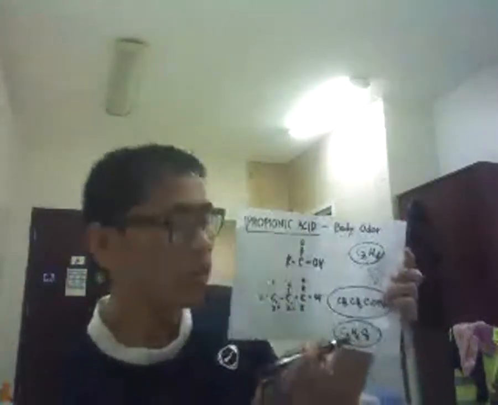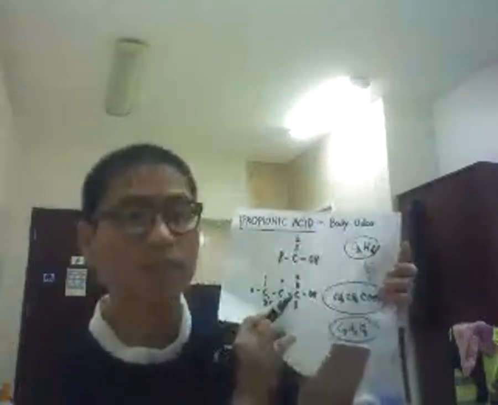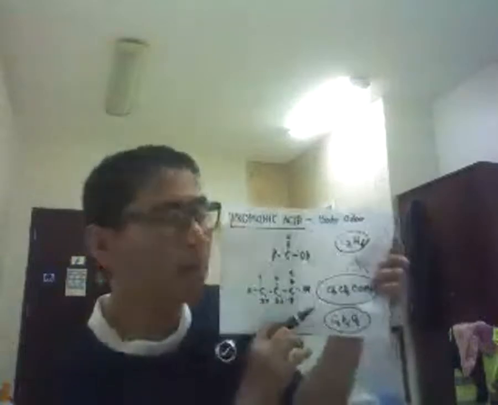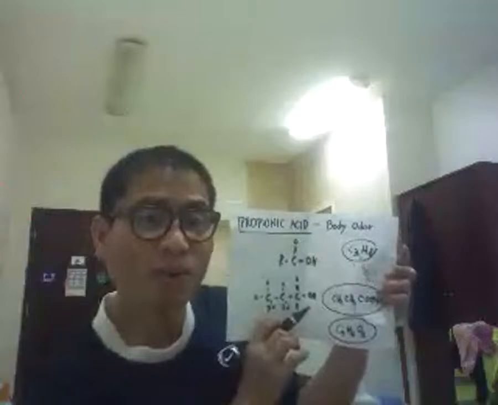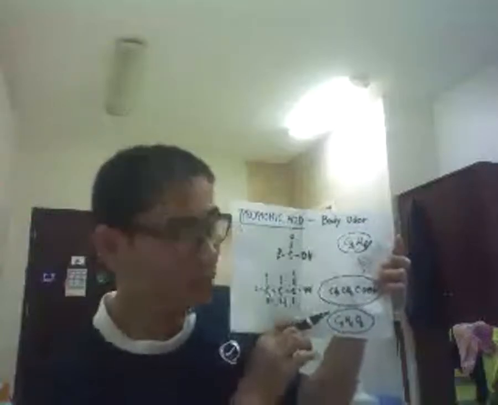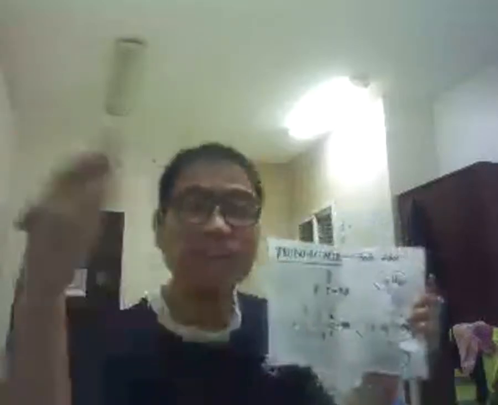So it's closer to the lactic acid formula, which is C3H6O3. But this propionic acid, which is also a body odor, is C3H6O2. It's just one oxygen less. Sometimes an examination will have questions like this.